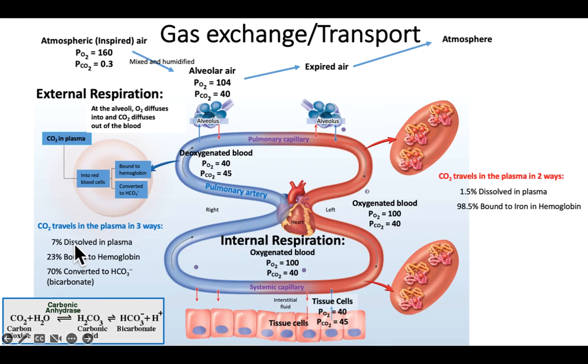So the majority of it actually undergoes a chemical reaction. And this is probably the most important chemical reaction that you'll learn about in anatomy and physiology. But carbon dioxide is going to react with water, okay? And this actually happens inside a red blood cell because inside the red blood cell, there's an enzyme. And the enzyme is called carbonic anhydrase. And that enzyme is going to combine carbon dioxide with water. And what you get is a new compound, a new molecule, which is called carbonic acid, okay?